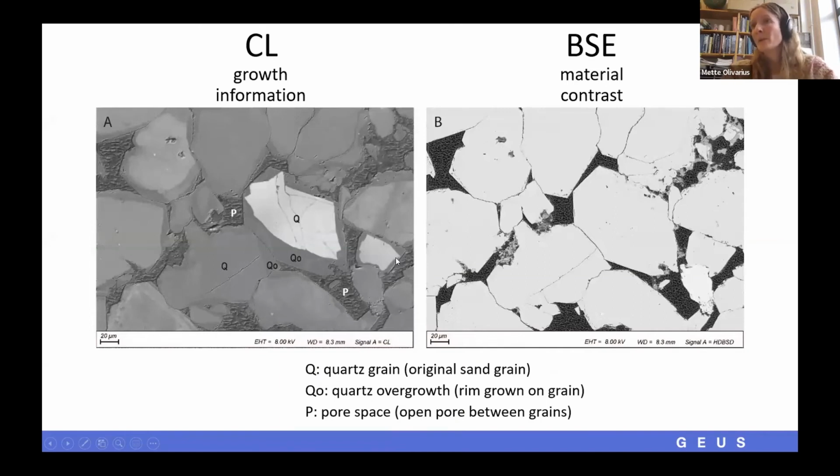Another example, again here from this quartz-rich sandstone. So here the original quartz grain, and here the quartz overgrowth, and here the open pore space. And the open pores are generally much easier to see in the BSE images, which is why it would probably be very helpful for you to combine these images for the assignment.